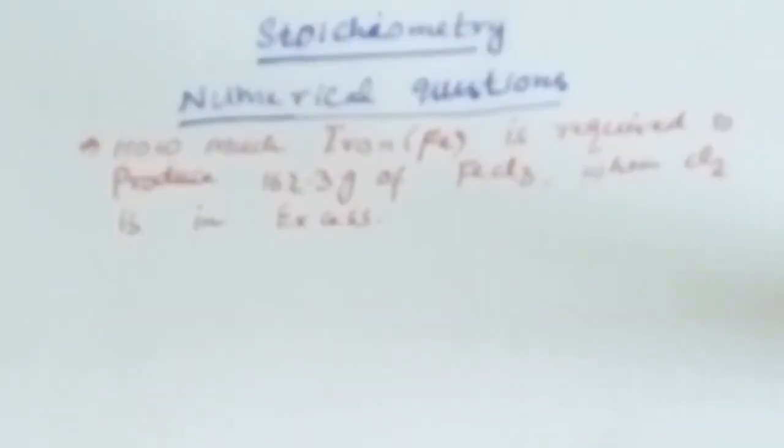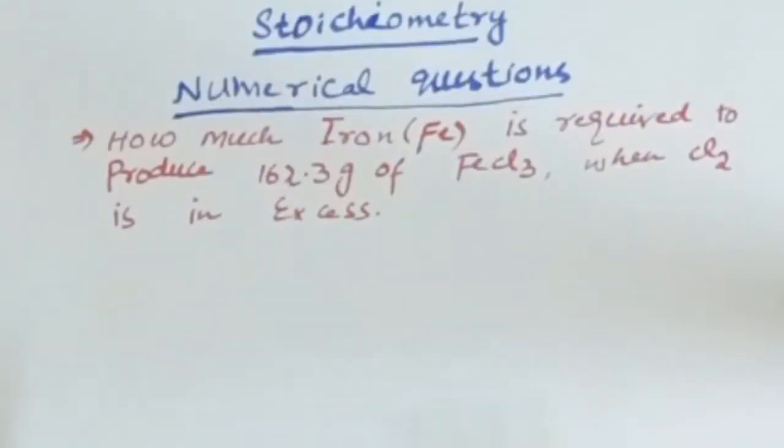Today we will start with stoichiometric calculations, numerical questions of stoichiometry. The first question I have written is: how much iron is required to produce 162.3 grams of FeCl3 when chlorine is in excess? So first of all, we have to write down the balanced chemical equation.